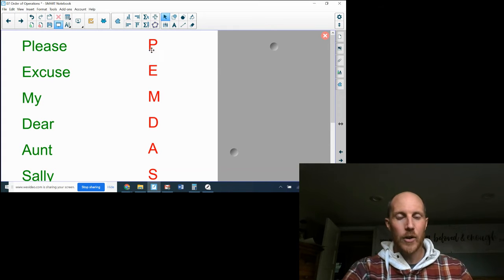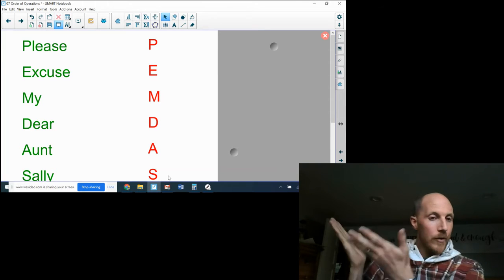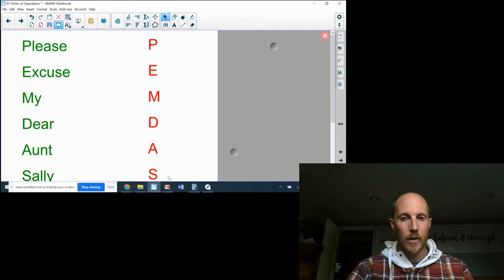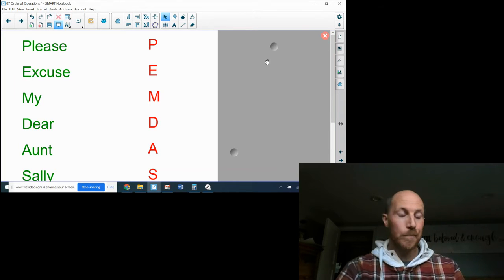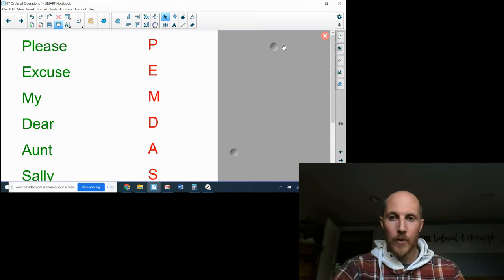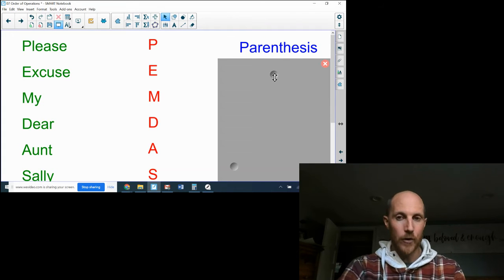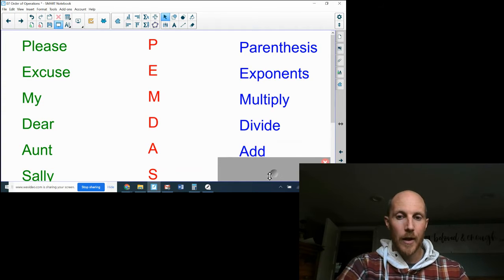It's one acronym, PEMDAS, and it stands for two different things. We have the sentence, please excuse my dear Aunt Sally. That way we can remember the letters in the order that they go in. And each of those also has a separate meaning that tells us what order of operation we should do first: parentheses, exponents, multiply, divide, add, and then subtract.